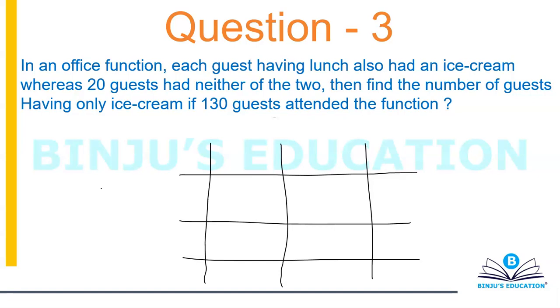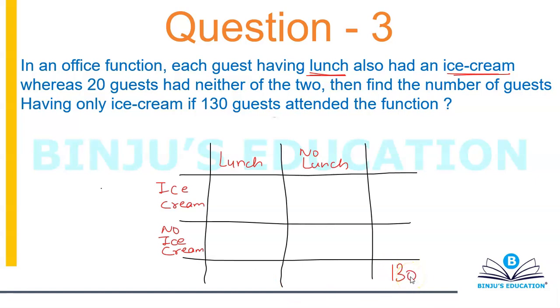So the two things I think we all can figure out, that is it's about having lunch and ice cream. Either a person will have lunch or he will not have lunch. Same thing goes for ice cream also. So you can say lunch, no lunch, then ice cream, and no ice cream. Okay. And we have a total of 130 guests, so I'm going to put 130 here.